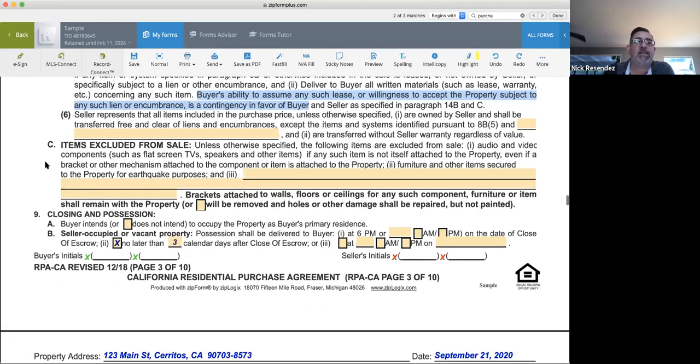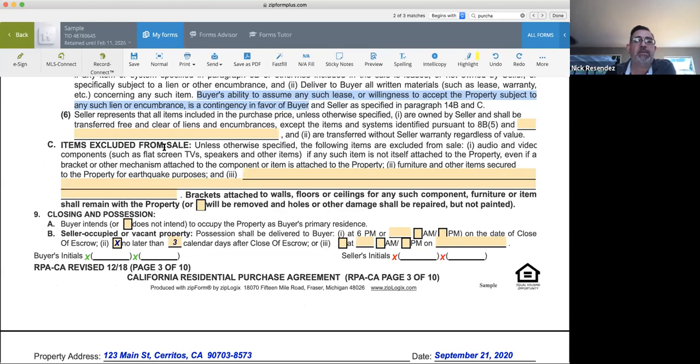Paragraph 6 says that the seller represents that all items are included in the price unless otherwise specified or owned, okay? So if something is not owned outright, the seller needs to disclose that to the buyer as soon as practical, okay? All right.